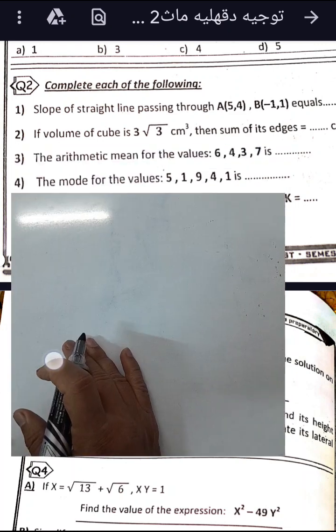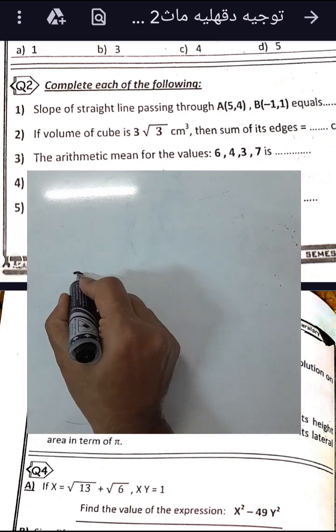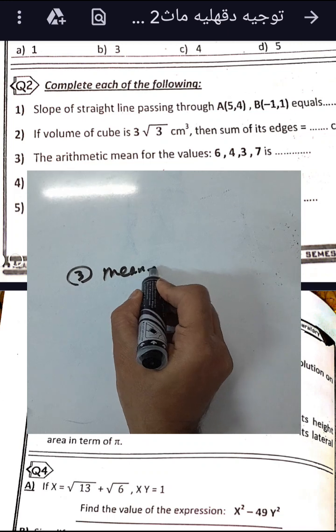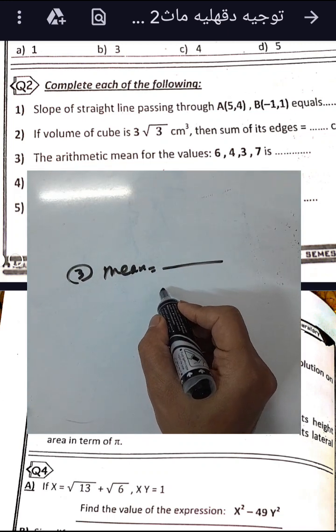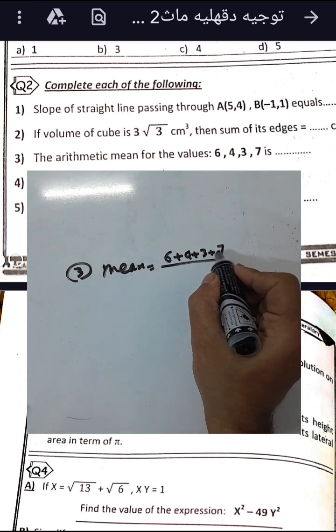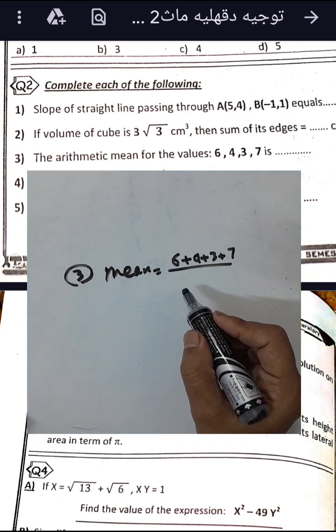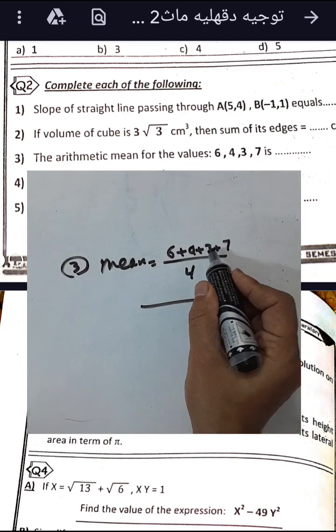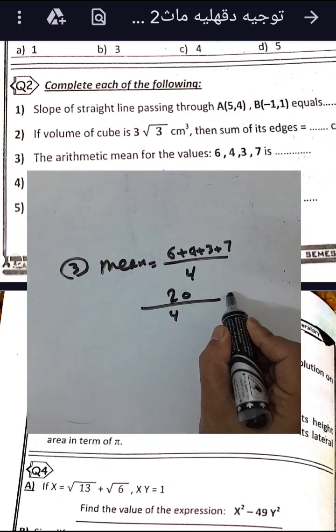Next question, number 3, the arithmetic mean of the values. We can find the sum of all values, 6 plus 4 plus 3 plus 7, divided by the number of values, 1, 2, 3, 4. 6 plus 4 is 10. 10 plus 10 equals 20. 20 divided by 4 will be 5. It's the mean. The mean will be 5.